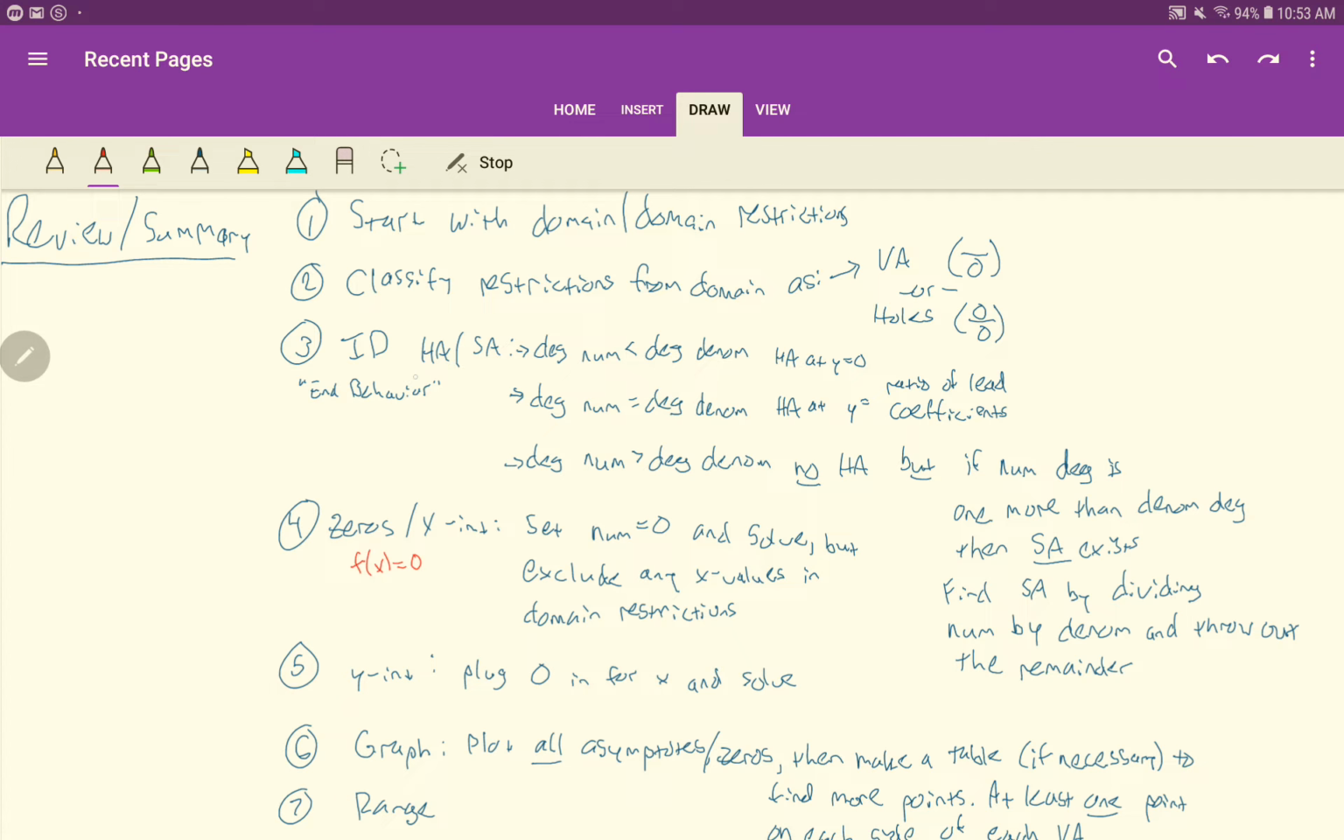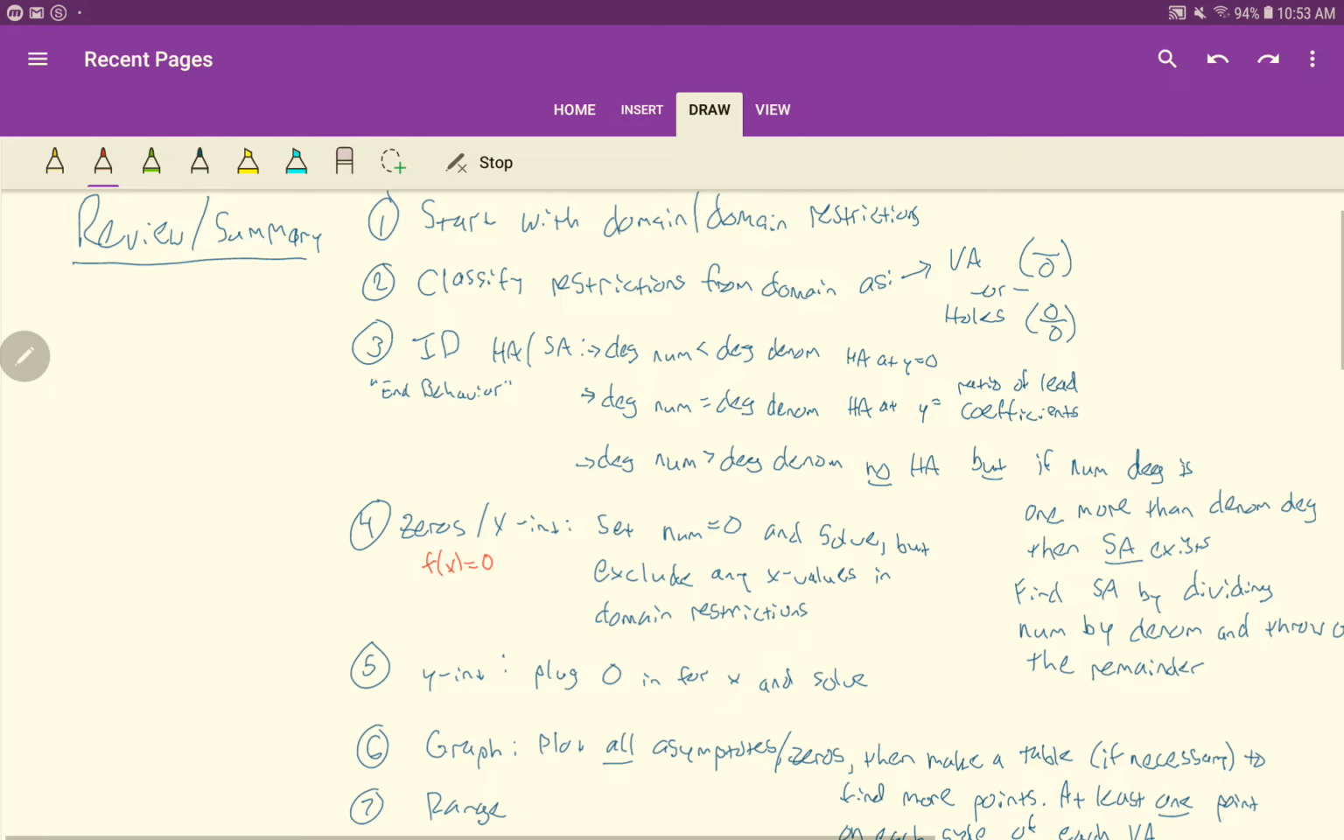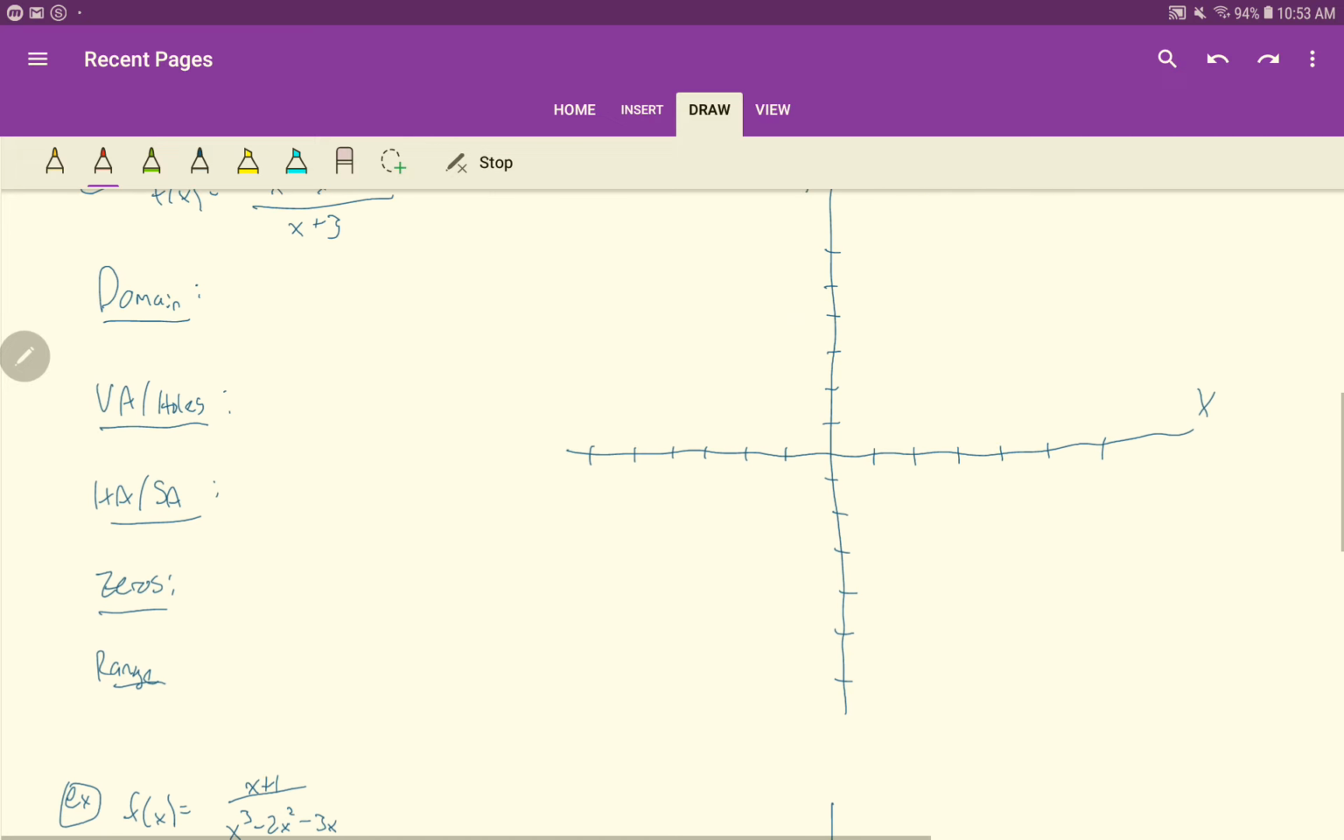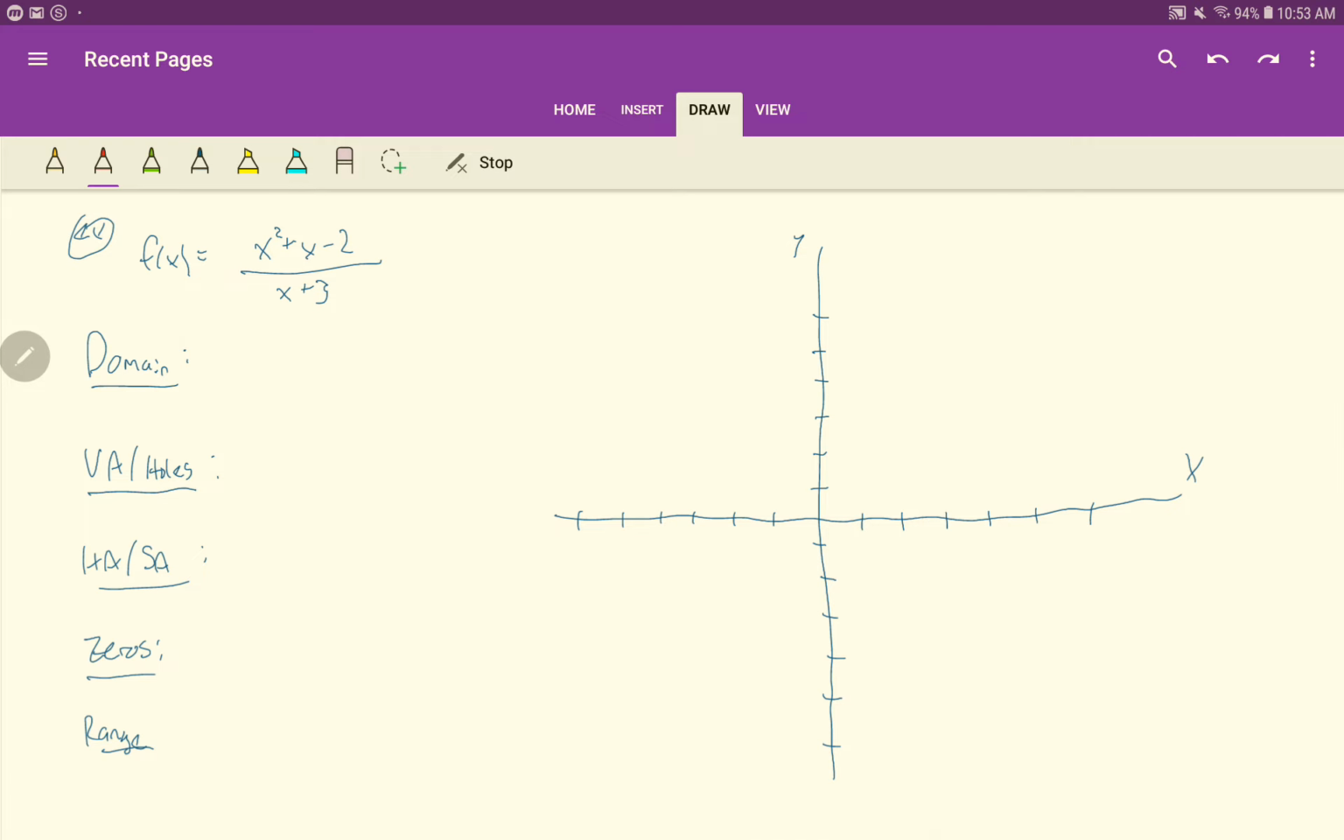Okay, another thing I want to mention here, sorry, I skipped over number 3. I didn't mention this. The horizontal asymptotes and slant asymptotes, those are essentially like end behavior. That's us finding the end behavior there. Okay, all right, anyway, let's take a look at this graph. So here's our function, right? It's x squared plus x minus 2 over x plus 3.